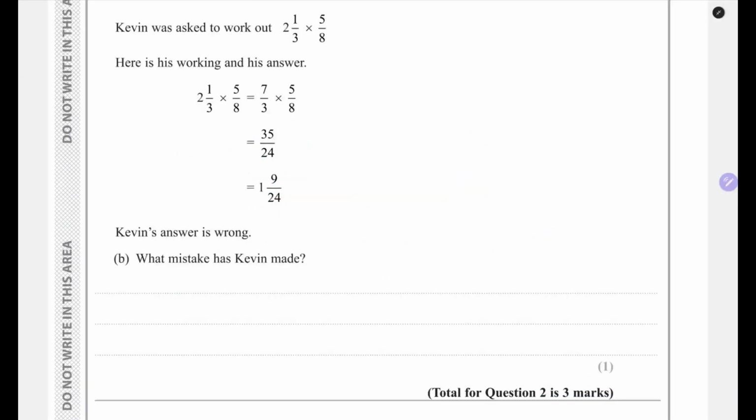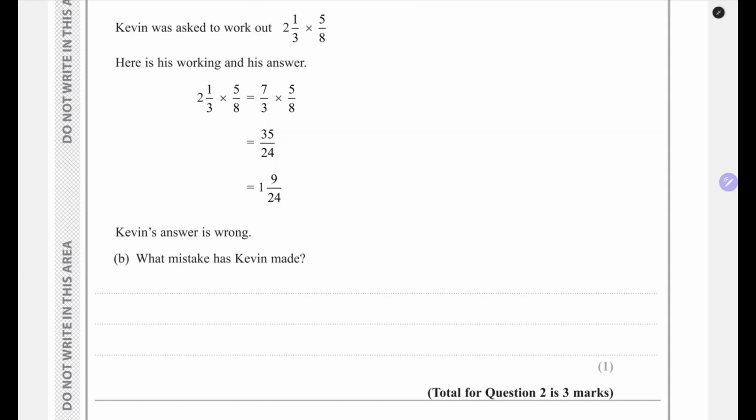Part B says Kevin was asked to work out 2 and 1/3 multiplied by 5 over 8. Here is his working out and his answer. Kevin's answer is wrong. What mistake has Kevin made? So let's quickly go through Kevin's working out to see where he's gone wrong. The first thing that he's done is he's converted a mixed number into an improper fraction. So 2 and 1/3 into 7 over 3.